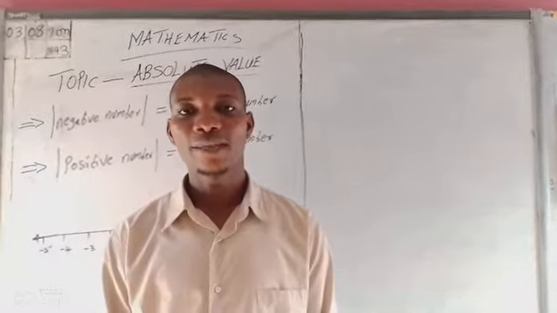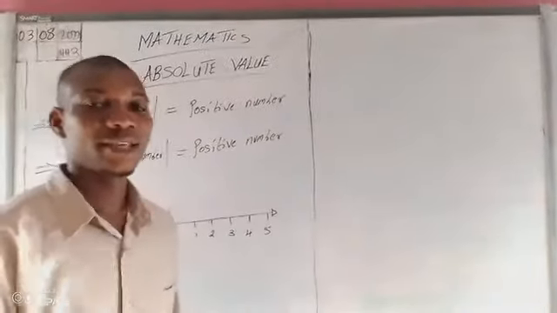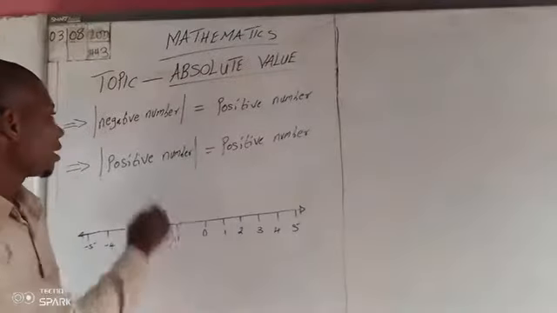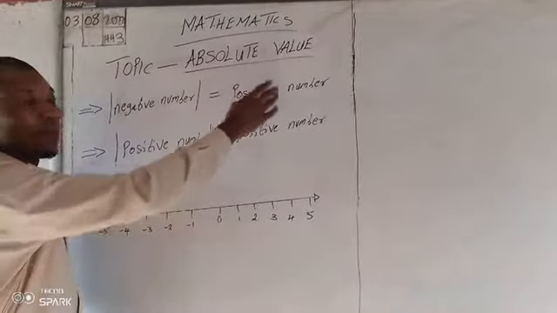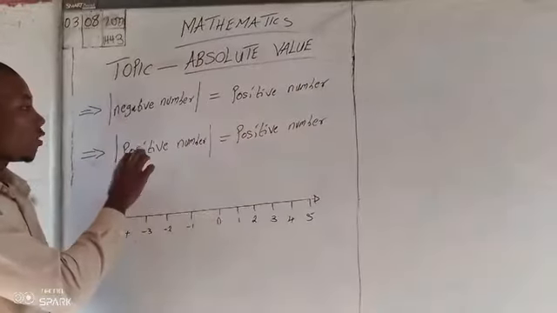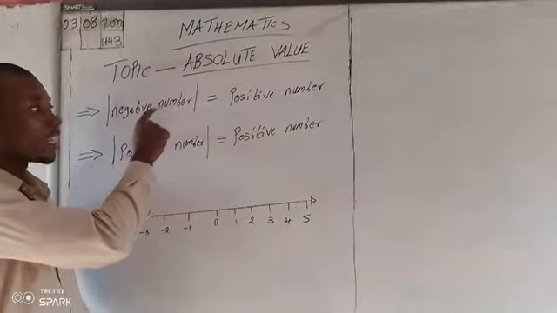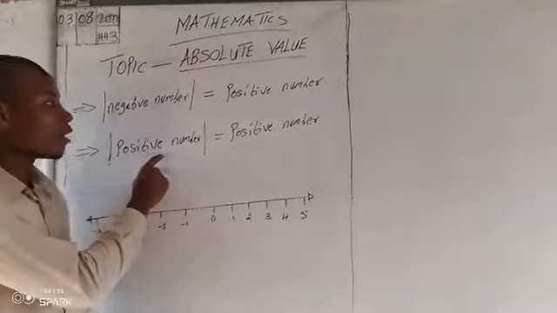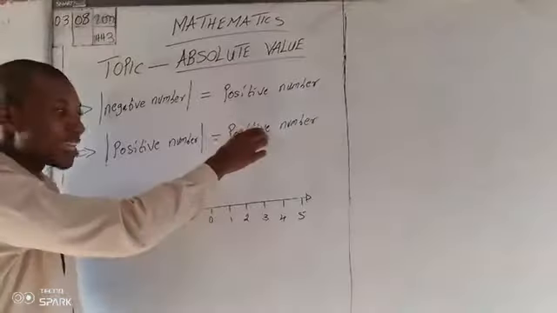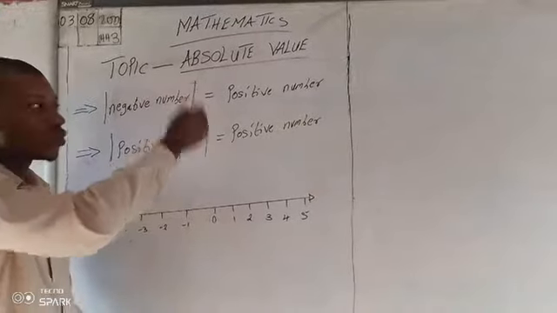Absolute value in mathematics. Now we have two questions disturbing students in absolute value. Number one is this: absolute value of a negative number is positive, while that of a positive number is positive. When you take the absolute value of a negative number, it will change to a positive number. But when you take the absolute value of a positive number, it will not change to negative. It will still remain what? Positive. We want to provide answers to these two questions.